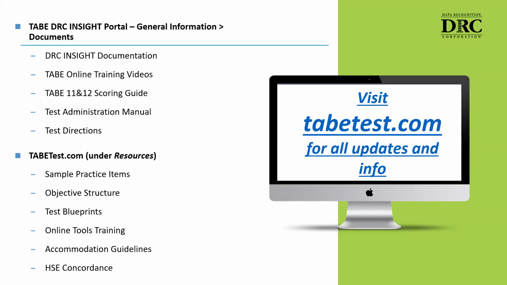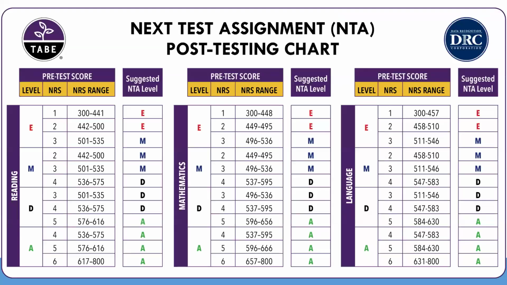Looking at that information, one of the documents that's about to be posted on tabetest.com is this chart for next test assignment. And some of you in Miami-Dade might see this and see this looks familiar to what you use internally for reading and math, and we've added the language area for programs. But this chart is just to aid programs to understand what test a student should be taking next, to aid in providing the best chance of making a measurable skills gain.